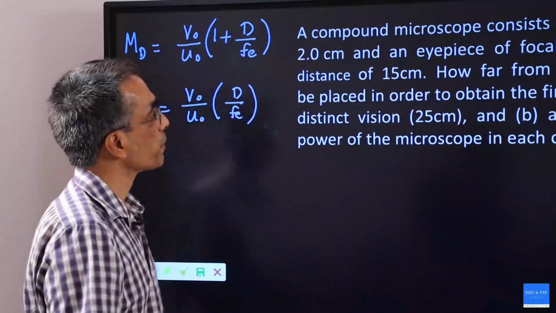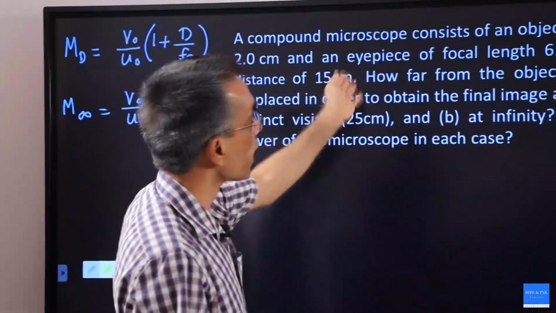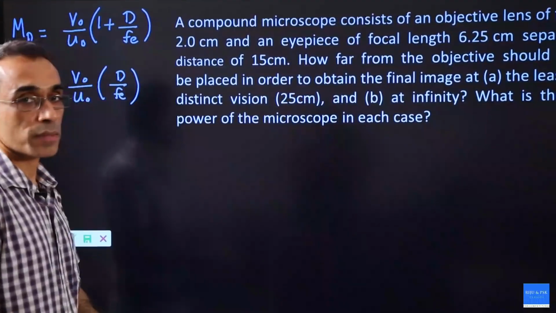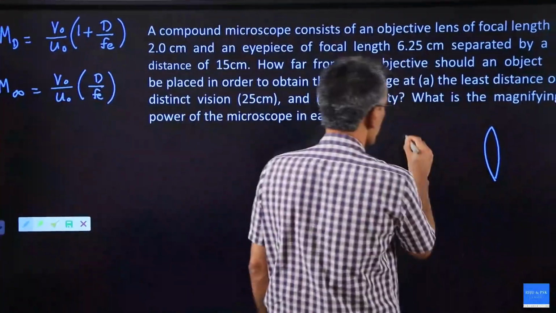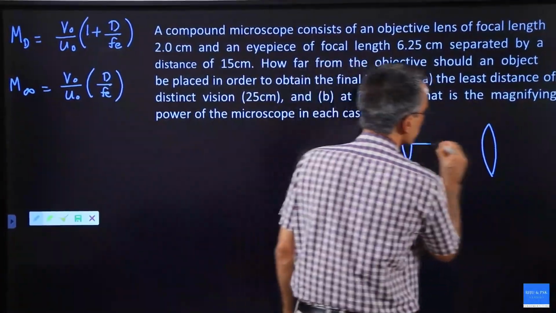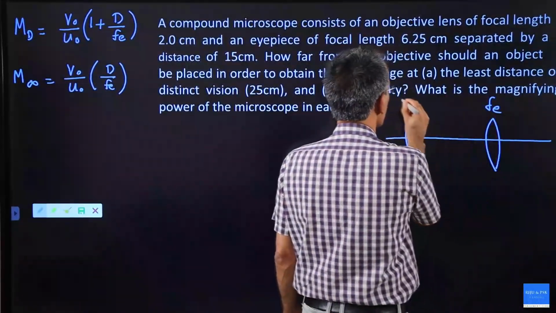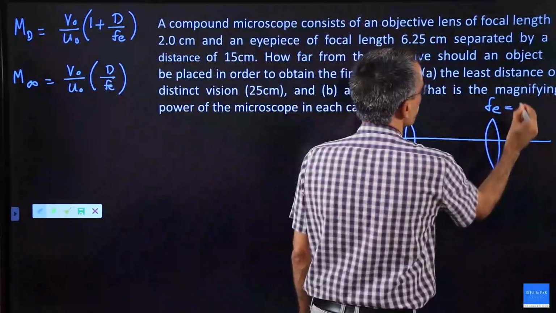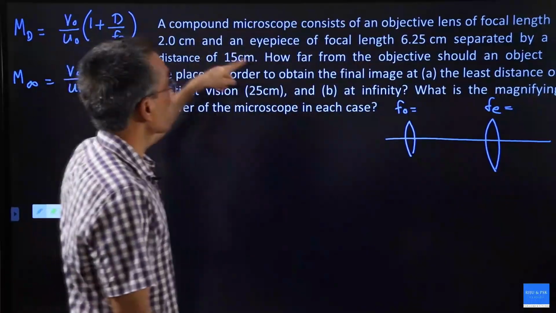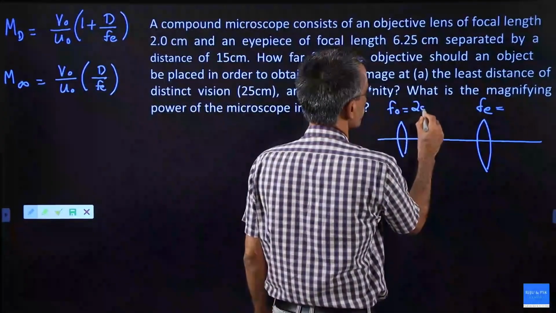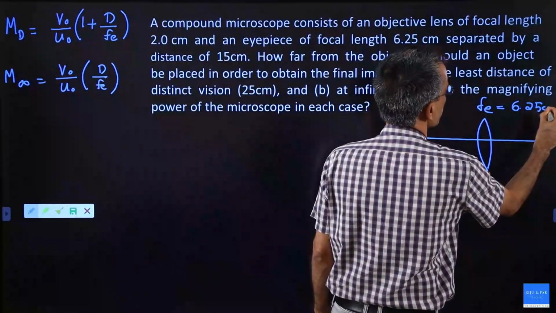I will explain that. The compound microscope consists of an objective lens of focal length 2 cm and an eyepiece of focal length 6.25 cm. So, I can say the eye lens here and the objective lens here. This is a common axis. The eye lens is FE, this is FO. Both are convex, no problem. The objective lens has a focal length of 2 cm and this has a focal length of 6.25 cm.